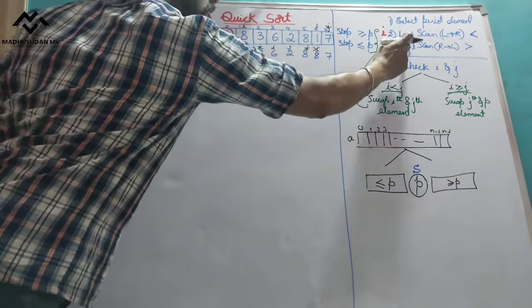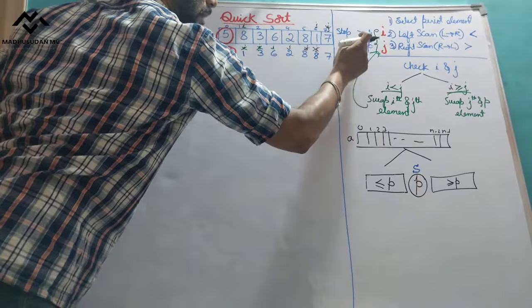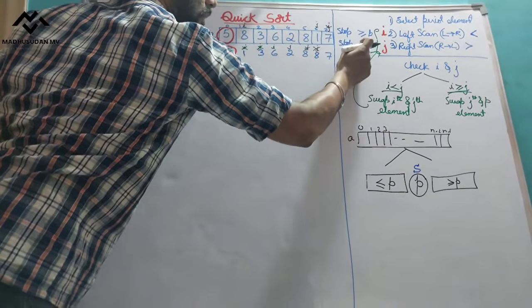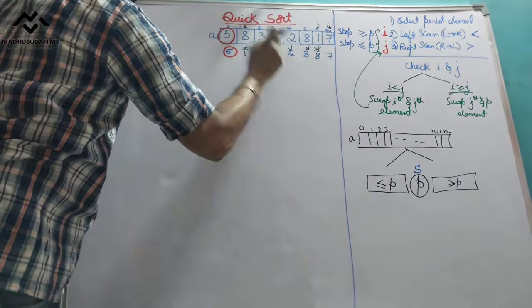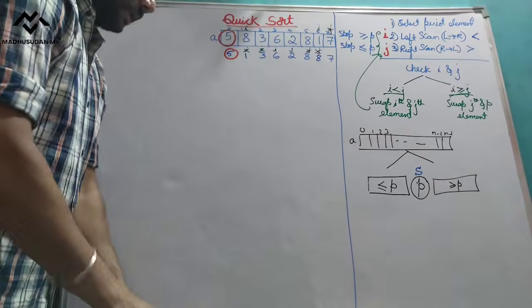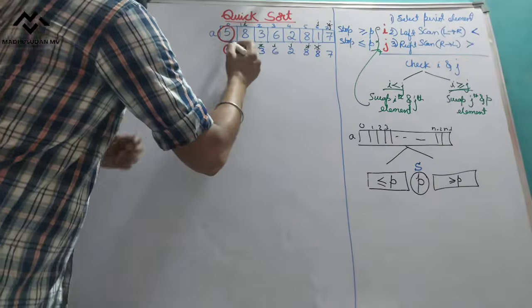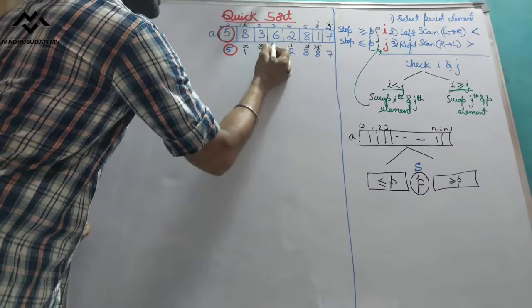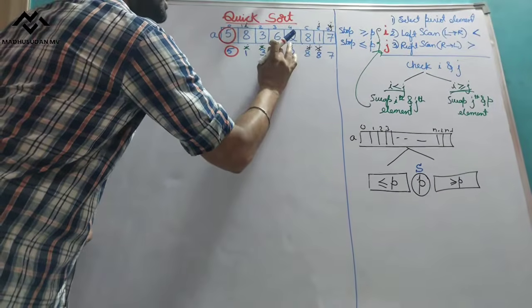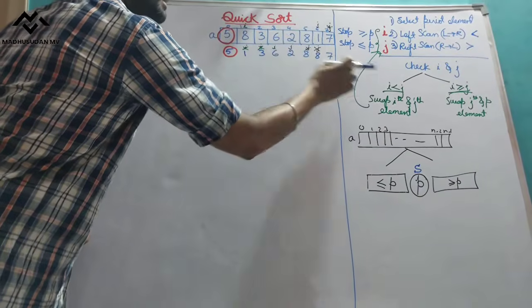Now, is the jth element greater than the pivot element? No. So whenever we find a element lesser than or equal to the pivot element, we will stop the right scan. After stopping the right scan, what we need to do? We need to check i and j. I position is 3, j position is 4. So 3 is less than 4, that means i is less than j.